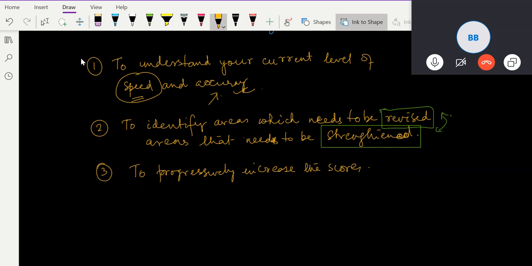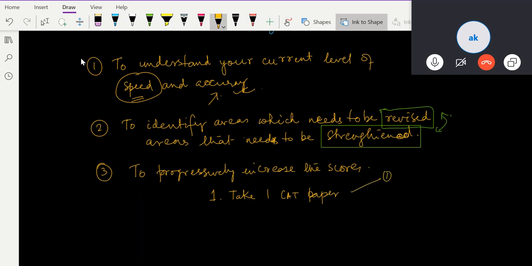By practicing more. Yeah, definitely practice, but that practice needs to have a very scientific pattern. So what we will do is it goes like this. Number one, take one CAT paper and note down three things.